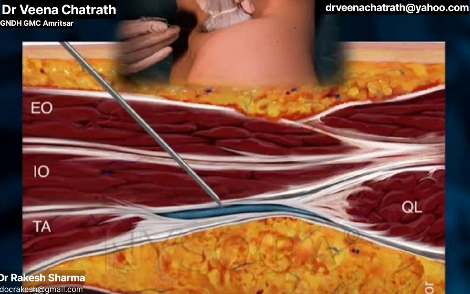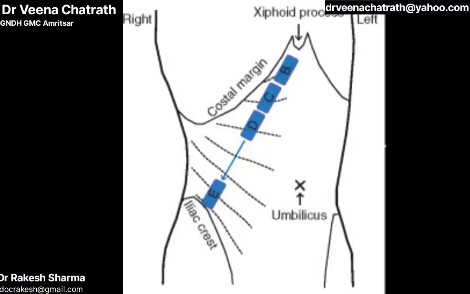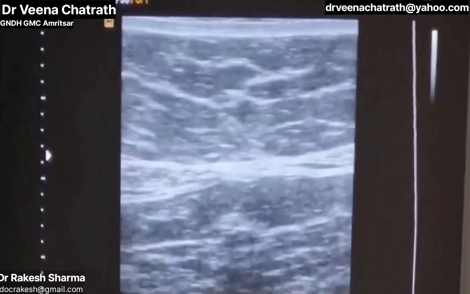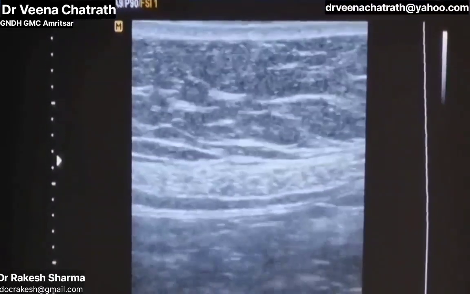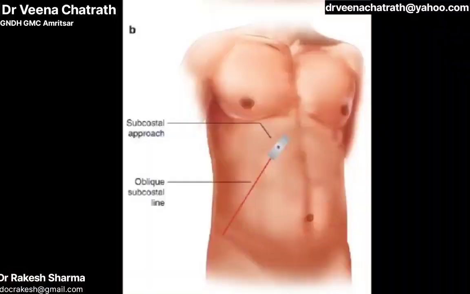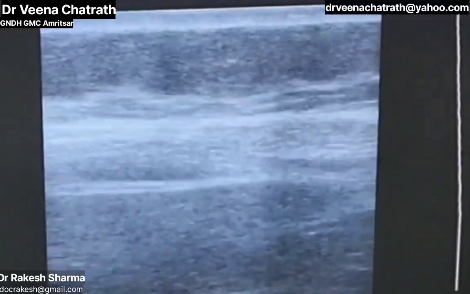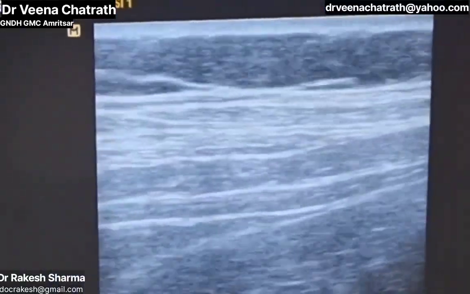TAP block involves the injection of a local anesthetic solution into the plane between the internal oblique and transversus abdominis muscle. For the TAP block procedure, the linear transducer is placed 2 cm inferior to the xiphoid process. The rectus abdominis muscle and fascia are identified. The probe is moved inferolaterally from the xiphoid to the anterior superior iliac crest over the oblique subcostal angle. External oblique, internal oblique, and transversus abdominis muscles and fascia are located.